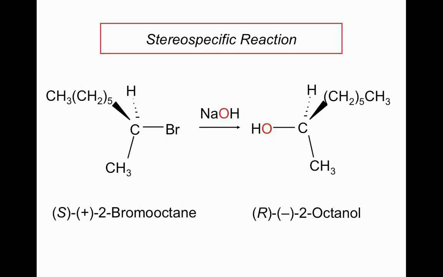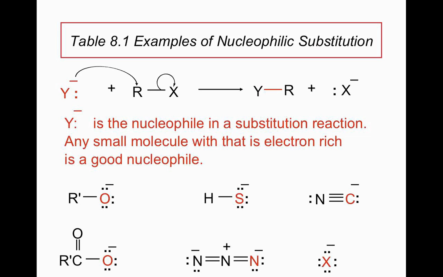Here, using dash wedge perspective formulas, we can see how this works. Notice what happens in this case. The bromide leaving group in the starting material is here. Right? The product has the nucleophile OH group attached to the alpha carbon on the opposite side of where the leaving group was in the starting material. This causes S plus 2-bromooctane to convert to R minus 2-octanol after the stereochemical inversion step.